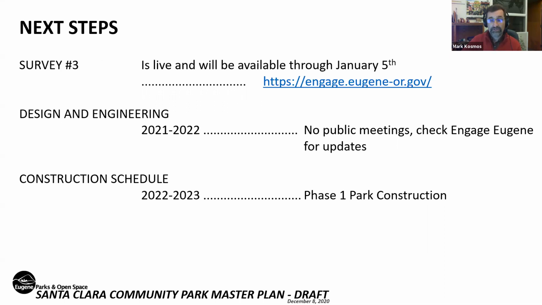Once that survey closes, we will share those results via the project website on Engage Eugene, and then we're going to digest those, and we'll develop a final master plan and a final phase 1 plan, and we'll post that on the website. And if you're part of that email list, I will be sending you an email that says, hey, we just posted something new, let's take a look. So we'll get that follow-up via email and the website.